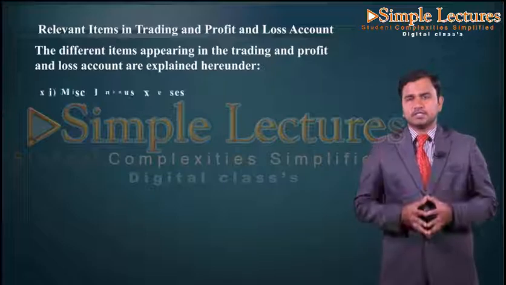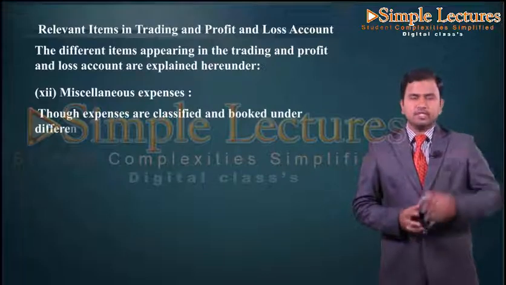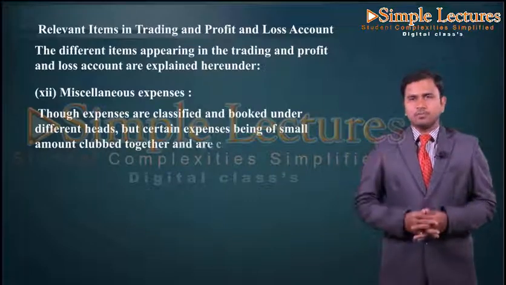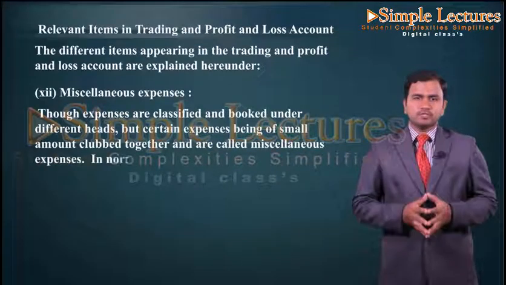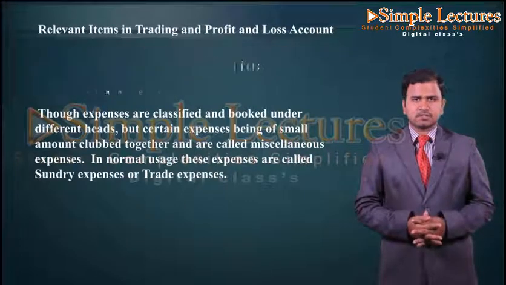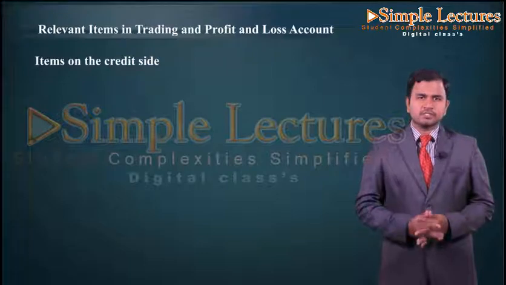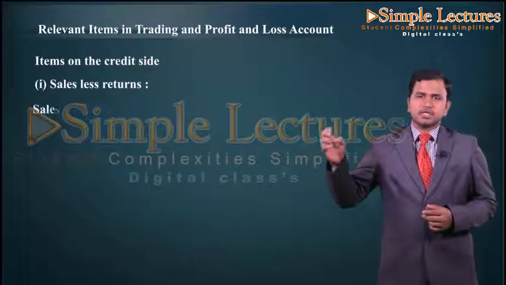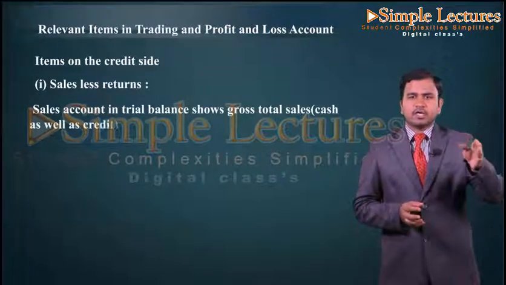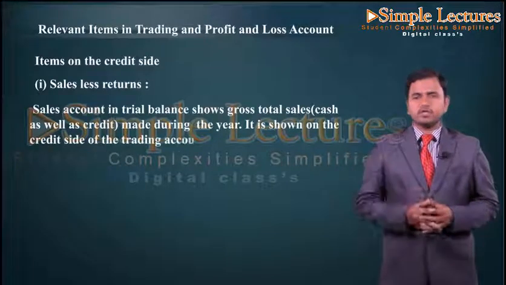Then we have miscellaneous expenses. Though expenses are classified and booked under different heads, certain expenses being of small amount are clubbed together and are called miscellaneous expenses. In normal usage, these expenses are called sundry expenses or trade expenses. Then we have items on the credit side. Coming to the credit side, the first we record is sales less returns. The sales account in the trial balance shows gross total sales, both cash and credit sales made during the year. It is shown on the credit side of the trading account.